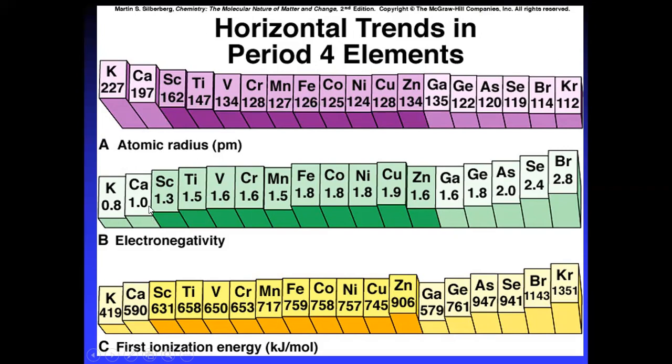Coming to the electronegativity from scandium, it's increasing as the nuclear attraction is more: 1.3, 1.5, 1.6, 1.6, 1.5, 1.8, 1.8, 1.8, 1.9. But for zinc, it is decreasing. Why this happens is because its orbitals are almost filled, so the electronegativity is decreasing.